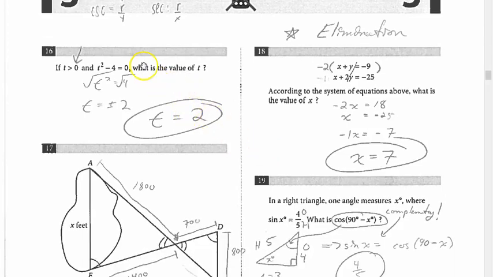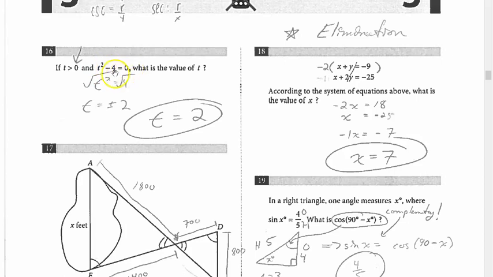Alright, so as you can see here, 16, 17, 18, 19, and 20 are open-ended answers. So this means show the work that you need to solve the problem and make sure you clearly indicate what your final answer is. So I'm given if t is greater than 0 and t squared minus 4 is equal to 0, what is the value of t?